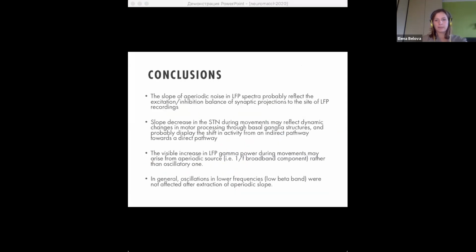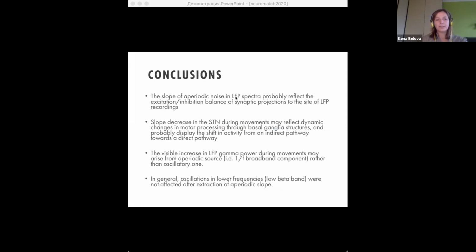So let me read the conclusion of our work. The slope of aperiodic noise in LFP spectra probably reflects the excitation-inhibition balance of synaptic projections to the site of LFP recordings. At least our data confirm this hypothesis. The slope decrease in the STN during movement may reflect dynamic changes in motor processing through basal ganglia structures, and probably display the shift in activity from an indirect pathway toward a direct pathway.